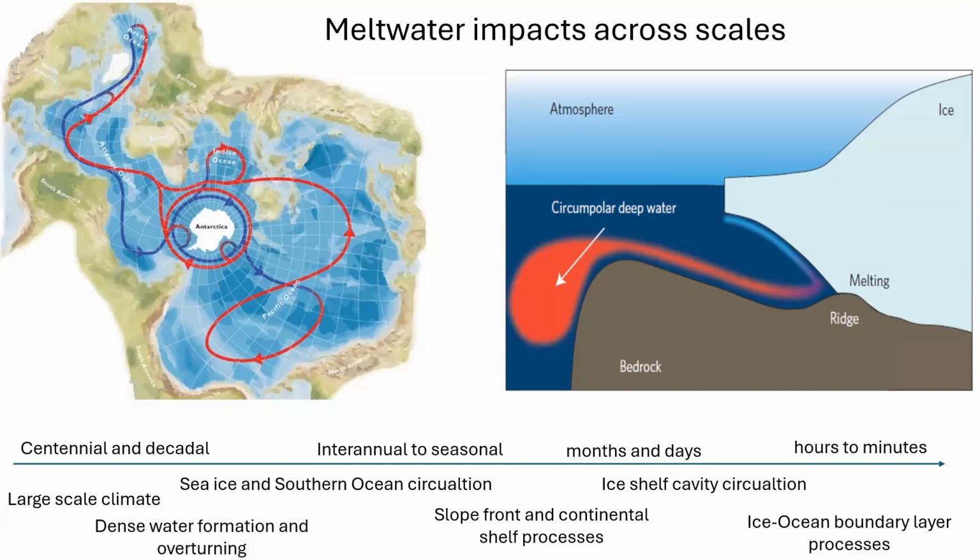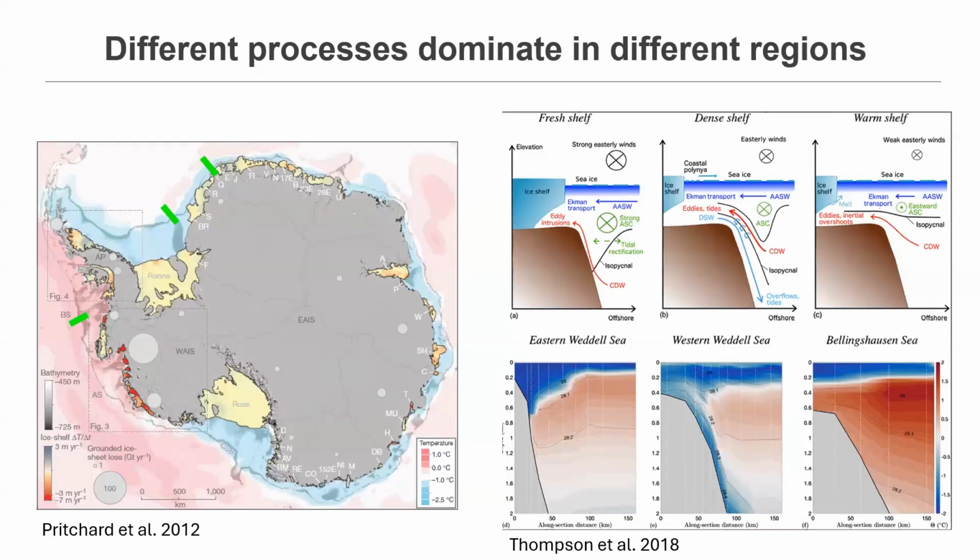All right. On the large scale, there's climate, dense water formation, overturning, sea ice, and Southern Ocean circulation. Then we're getting closer to the continent: slope front, continental shelf processes, ice shelf cavity circulation, and eventually the ice-ocean boundary layer processes. And I would call what meltwater does to the ice-ocean boundary layer processes also an impact on ocean circulation, because that's the direct interaction. But we will come back to that.